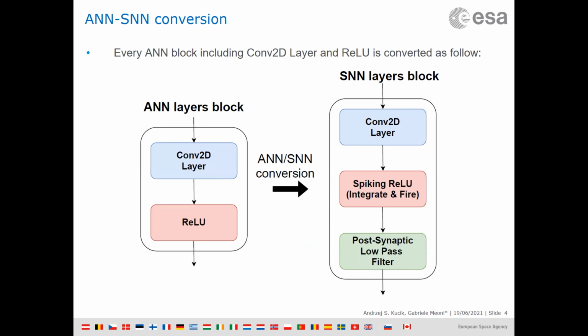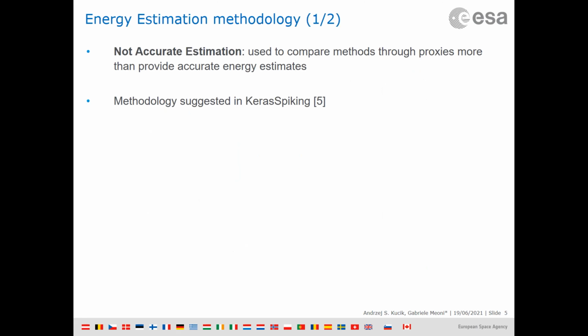The conversion is a pretty simple approach. It consists in taking every layer composed of a convolutional layer and ReLU and converting it into the equivalent convolutional layer, spiking ReLU with integrate-and-fire neurons, and adding a post-synaptic low-pass filter to reduce the activation rate. The energy estimation methodology is the one suggested in KerasSpiking, which is not really accurate, but the point is not an accurate estimation of the energy, rather to compare the models in terms of energy.